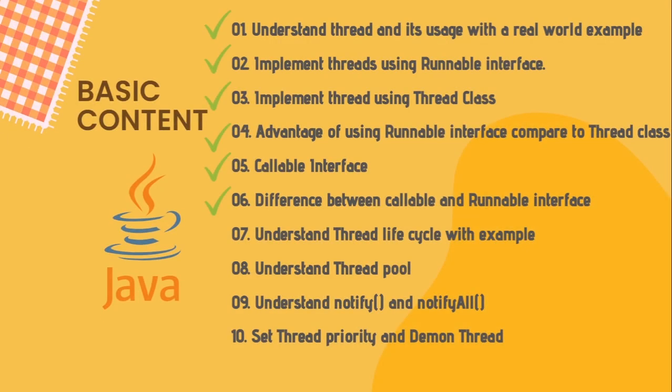As of now, we have discussed various topics, and these are: understanding thread and its usage in a real world example, implementing thread using the runnable interface, implementing thread using the thread class, advantage of using the runnable interface compared to the thread class, the callable interface, and the difference between runnable and callable interface. So if you really want to know how thread works, and in which scenario we should use thread, everything we have already discussed. So don't miss those videos to have a good understanding of thread. In the next tutorial, we'll discuss the thread life cycle.